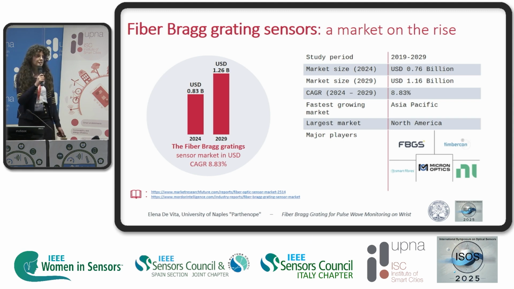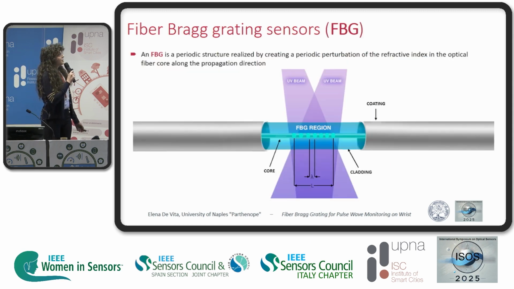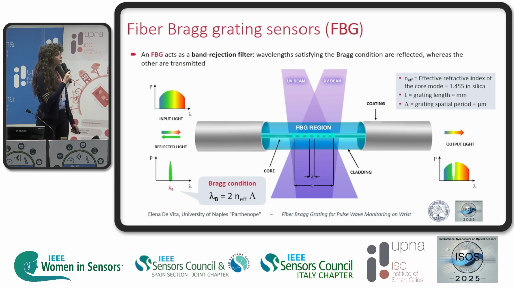As we know, an FBG is a periodic perturbation of the refractive index in the core of the optical fiber along the propagation direction, and it works like a band rejection filter, because when a broadband spectrum passes through the grating, it reflects a narrow band centered around the so-called Bragg wavelength, which is equal to 2 times the effective refractive index of the core mode multiplied by the grating period.